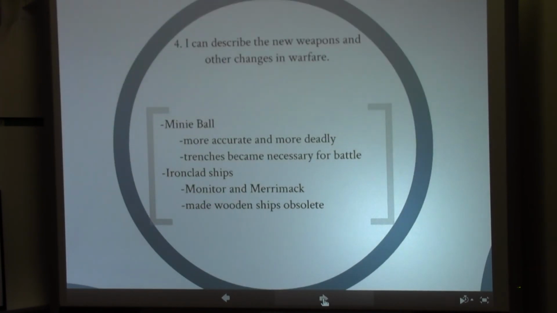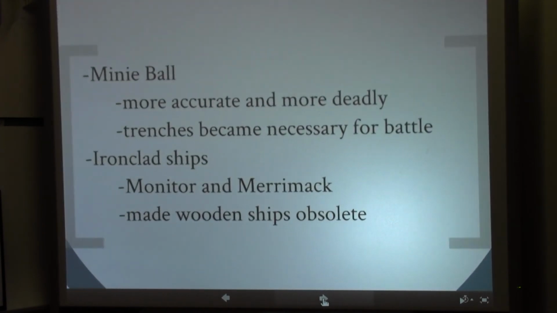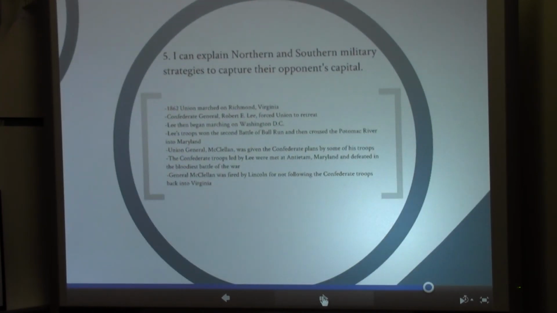I can describe the new weapons and other changes in warfare, Objective 4. The mini ball was a significant change. It was a bullet or a shell that was more accurate and more deadly than any previously used. Because of the accuracy of the rifles with the mini ball, trenches became necessary for battle, which changed strategies. And also the ironclad ships showed up. The Monitor for the Union, Merrimack for the Confederacy, and the ironclad ships made wooden ships obsolete, so changed the way naval battles were fought.